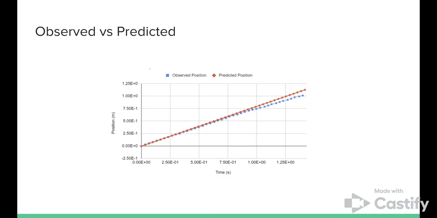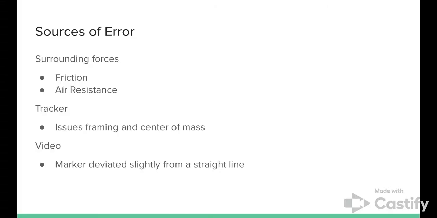As you can see, our predicted is a straight linear graph, but the observed motion deviated from that slightly. So some sources of error of this can be the surrounding forces being friction and air resistance. There's also some issues maybe with the tracker framing in the center of mass. In the video, the marker may have slightly deviated from a straight line.